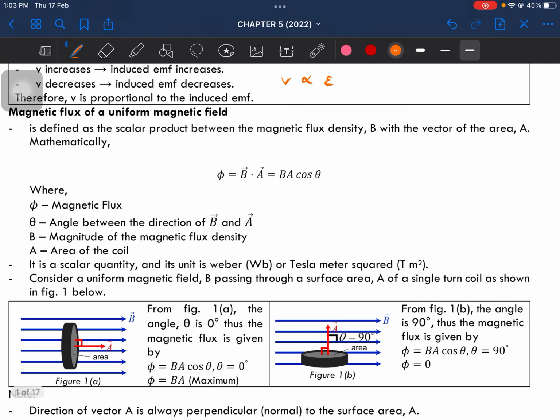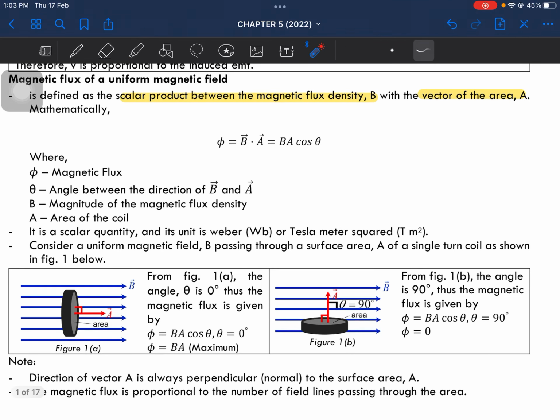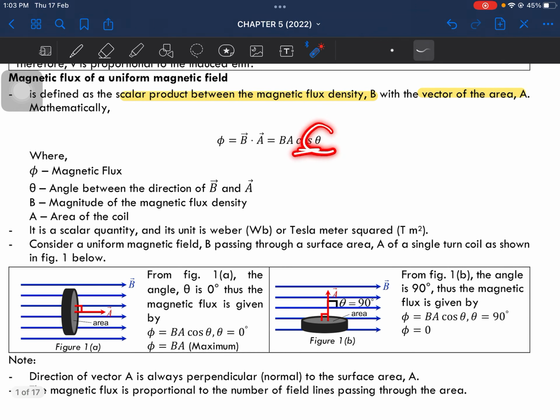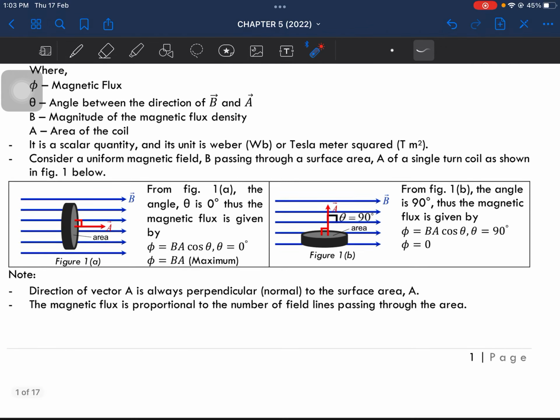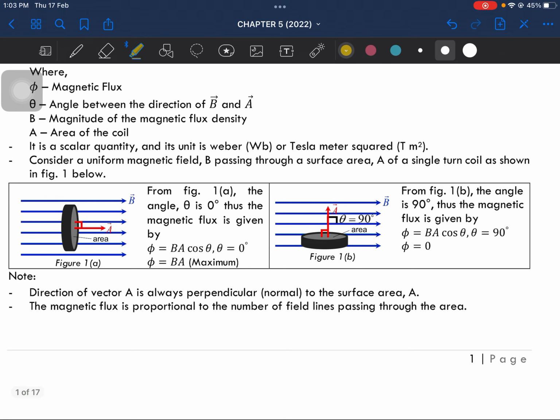Now, the magnetic flux of a uniform magnetic field. For a uniform magnetic field, it is defined as the scalar product between the magnetic flux density and the vector of the area, meaning there is an angle between them. The theta here is the angle between the magnetic flux density and the area. It is a scalar quantity and the unit is the Weber, or Tesla meter squared.